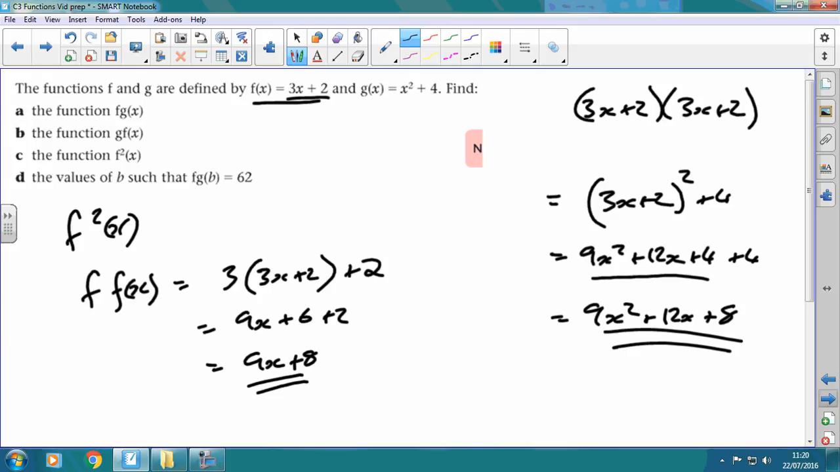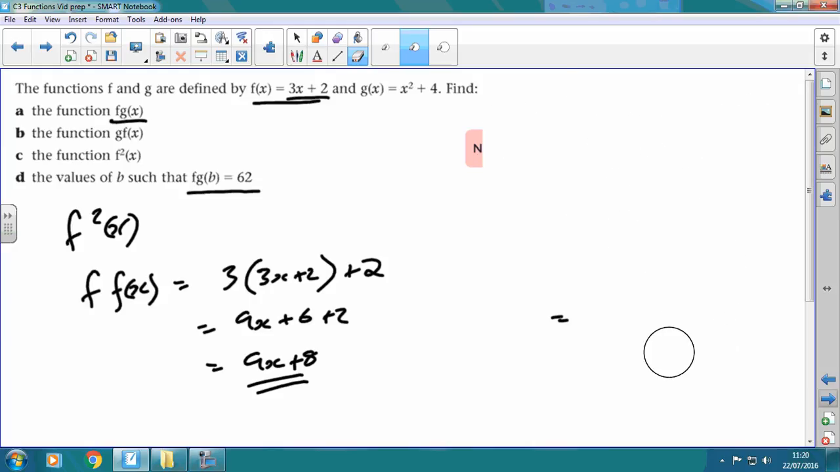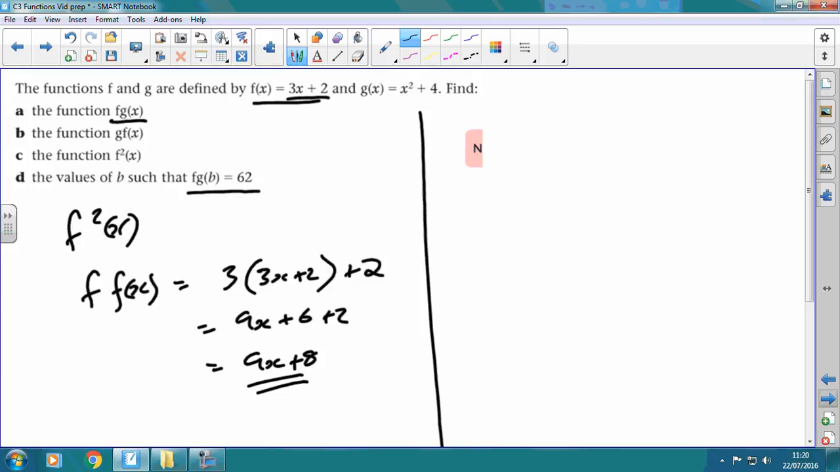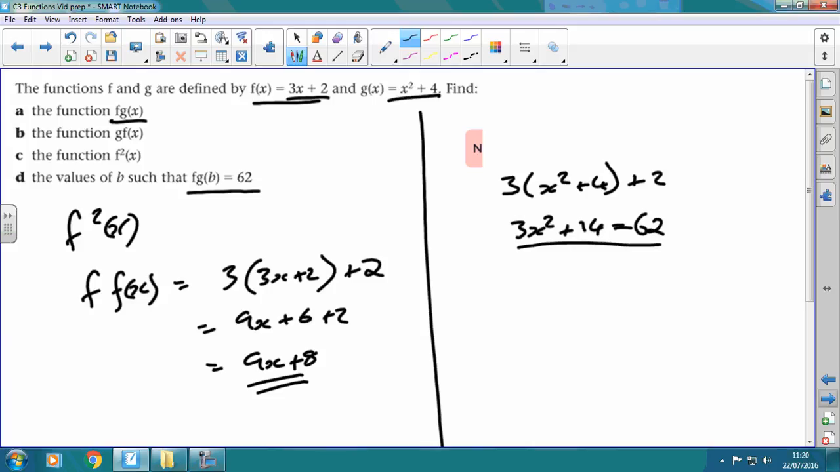Now, the next one we've got is fg of b equals 62. So let's work out what fg of x is. That's our first one, which we handily rubbed out, but again, it should be okay doing it again. You can either just read your notes or just go back in the video. So fg of x was g of x substituted into f of x. So that was 3 lots of x squared plus 4, and then plus 2 on the end, which is 3x squared plus 14. What we're saying is that we're going to set that equal to 62, and we've got to find out what value of b makes it equal to that. Well, it says values, so we should have more than one value.